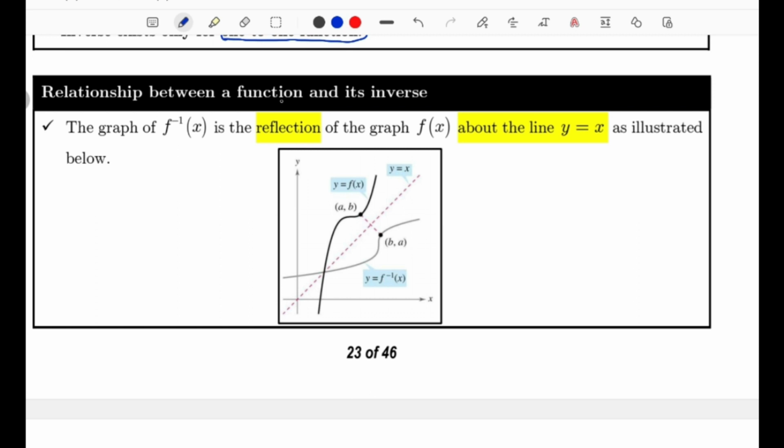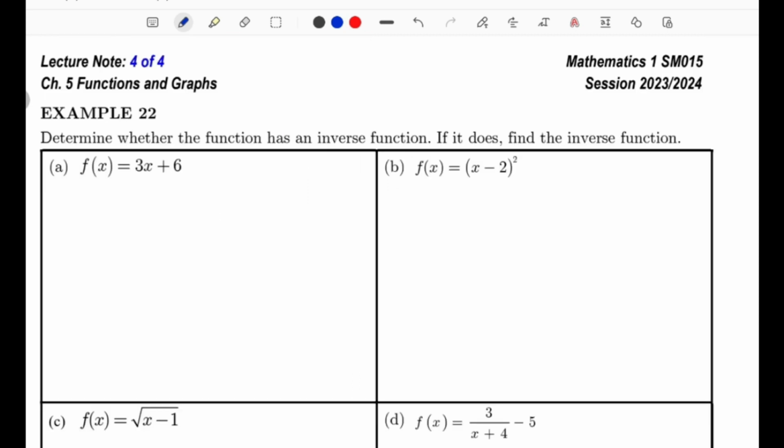The relationship between a function and its inverse. The graph of f inverse is the reflection of the graph of f(x) about the line y equals x, as illustrated below. Before we start, take note that the only functions that are not one-to-one are the quadratic function and also the modulus, or absolute, function.